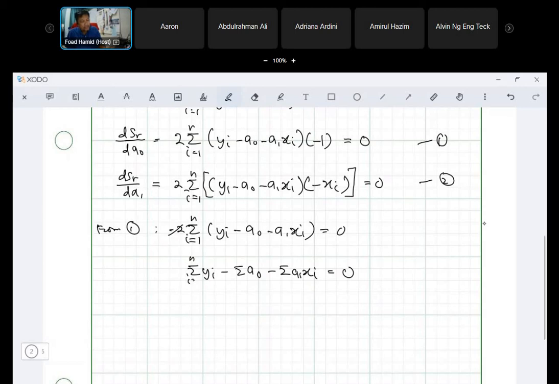Of course, we are summing yi from i equal to 1 until n. So this is just yi plus yi plus yi plus yi, let's say n times. So this is just n times y. Sorry, there's no more i because we have summed everything. So this is just n y.